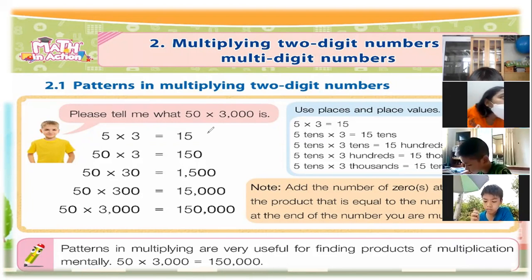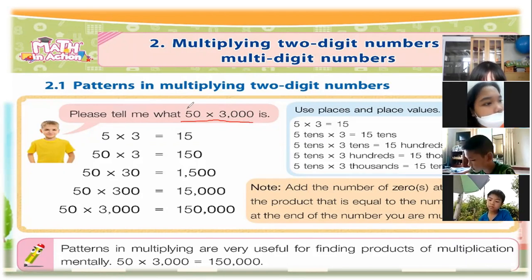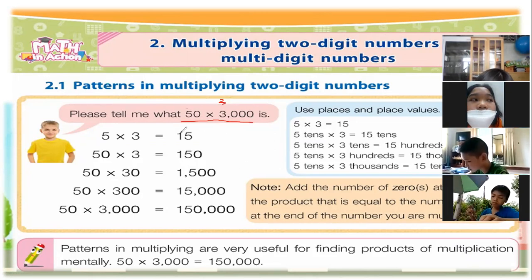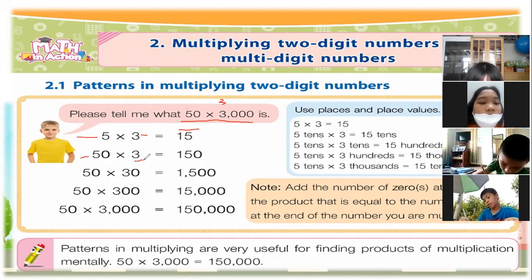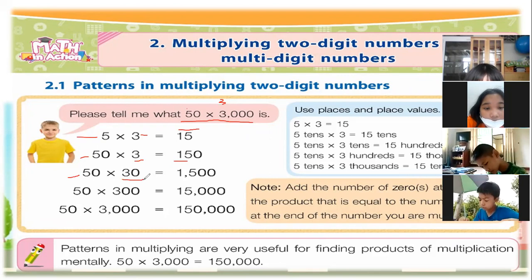Okay, I repeat one more time, students. We have to solve 50 multiplied by 3,000, which means we have 5 tens multiplied by 3,000. So we follow the steps. The first step, we make 5 multiplied by 3, which means 15. Then the second step, we have 5 tens multiplied by 3, which means 150, or you can say we have total 15 tens. Then the third step, we have 5 tens multiplied by 30, which means total we have 1500.